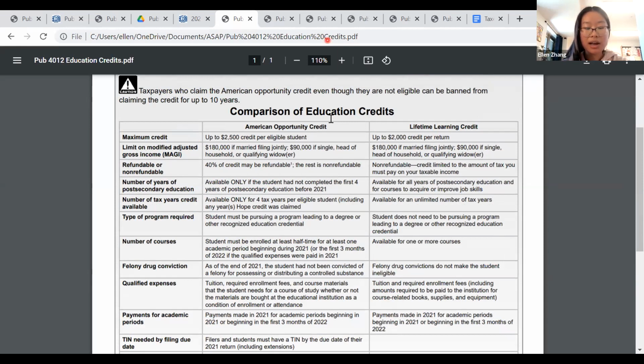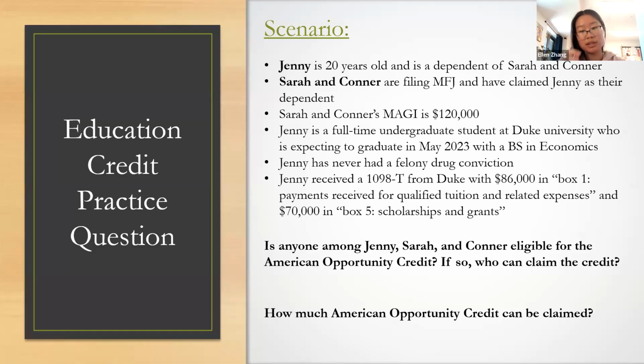Okay, but now how much American Opportunity Credit can Sarah and Connor get? Like we said earlier, it depends on their qualified educational expenses. In this case, we're only told of 2 parts of Jenny's 1098T. We're told that her 1098T has $86,000 in box 1 and $70,000 in box 5, and she has basically no other qualified expenses listed.